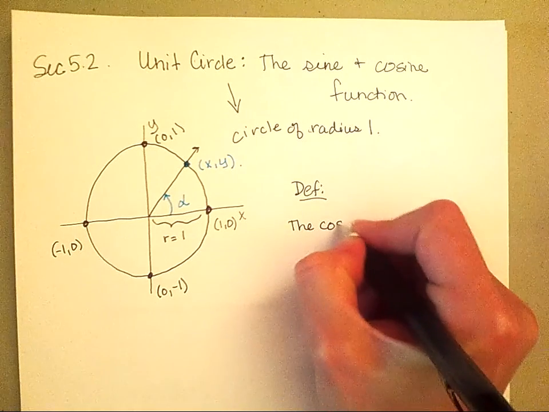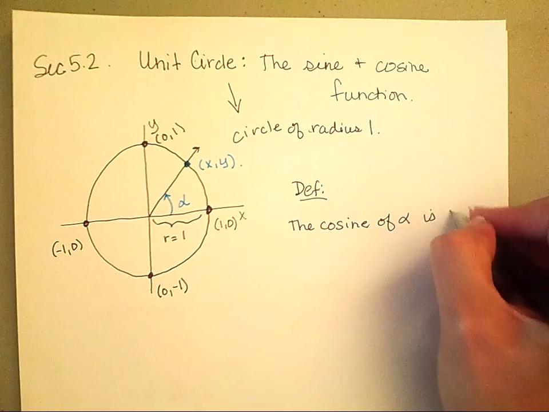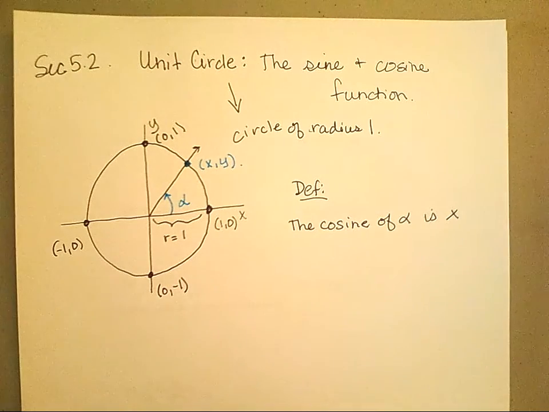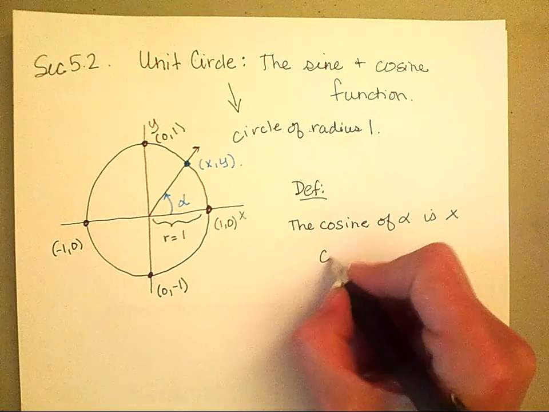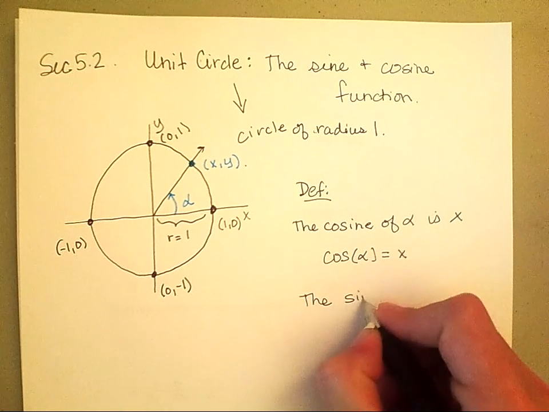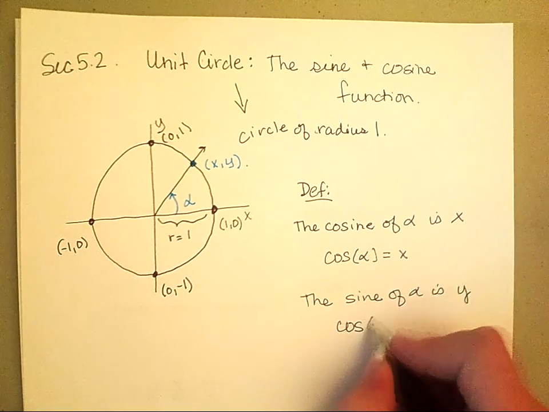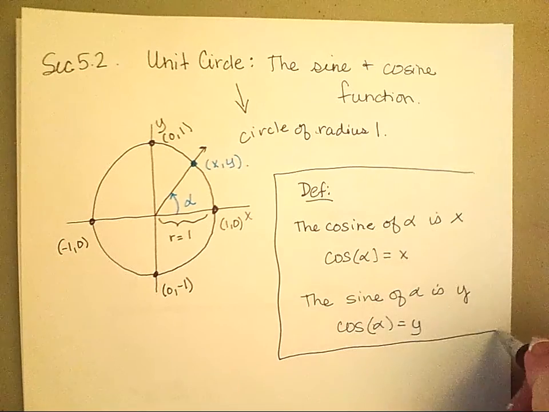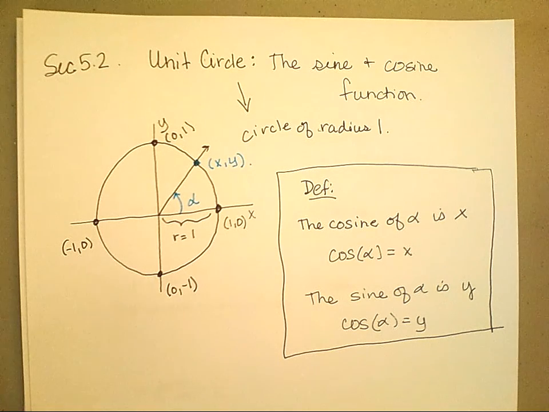The cosine of alpha then is x. So whatever point here, that will be the x value. Another way to say this, the cosine of alpha is equal to x. And the sine of alpha is y. Another way we could say that is that the sine of alpha is equal to y. Okay, so these are our definitions. And this is true when we're on a unit circle. This is not true if we're on a circle that's larger than that.